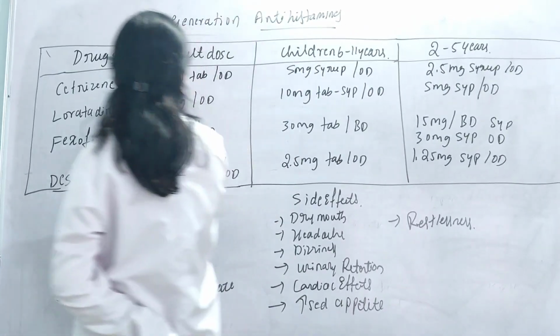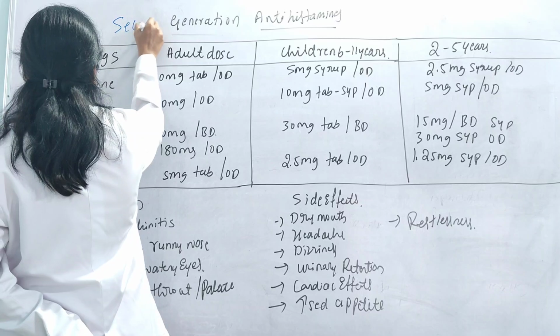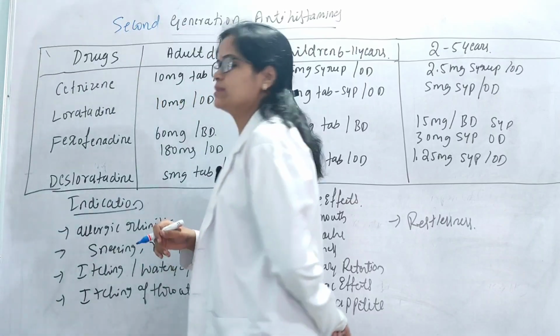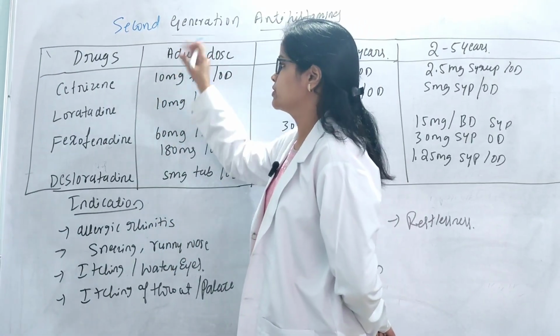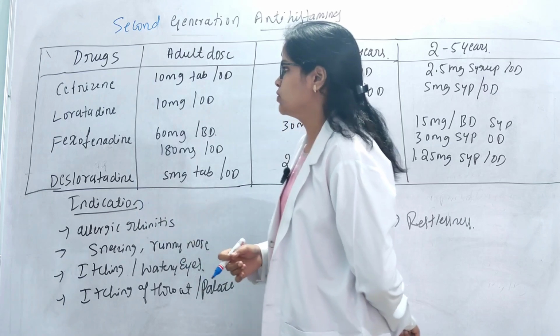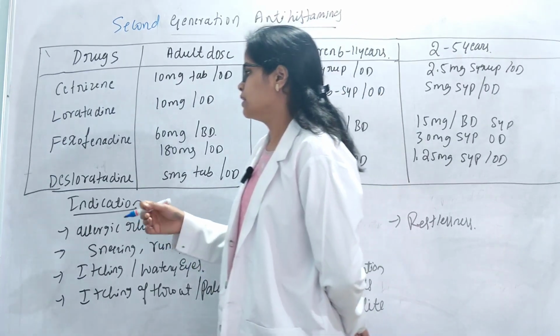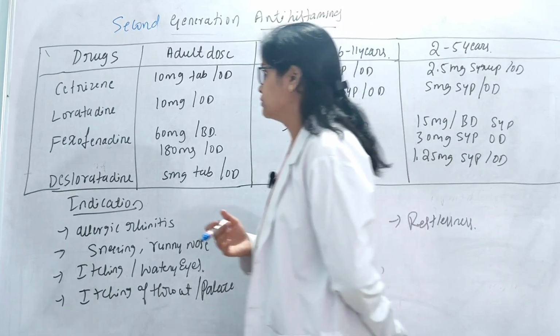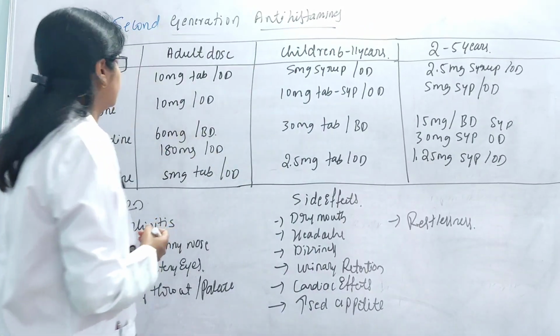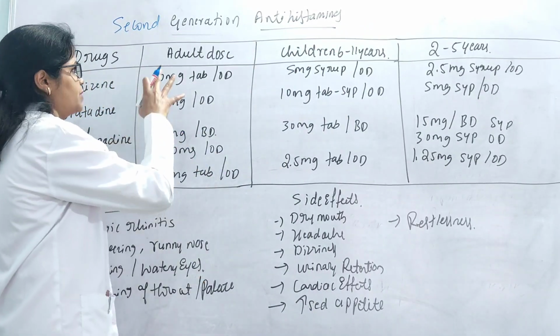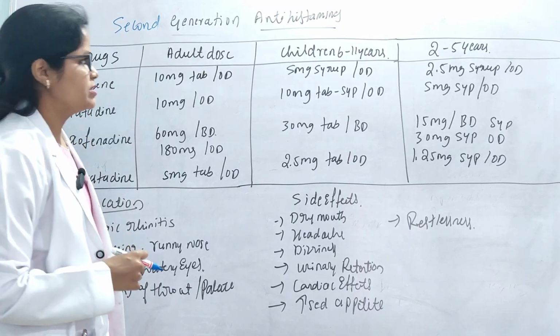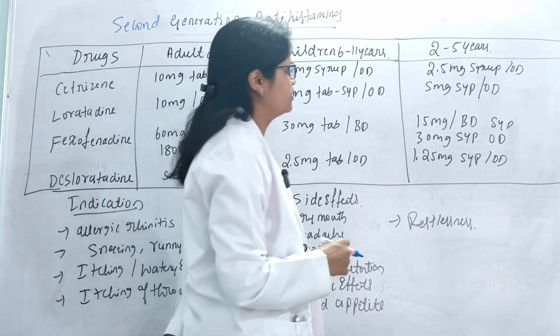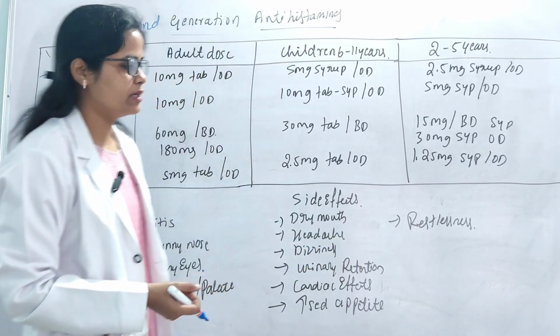Next we'll see about the second generation antihistamines. The drugs that come under the second generation antihistamines are cetirizine, loratadine, fexofenadine and desloratadine. And next, here we'll see the drugs and the adult dose, and for children 6 to 11 years and 2 to 5 years, the administration of the medications and the routes.